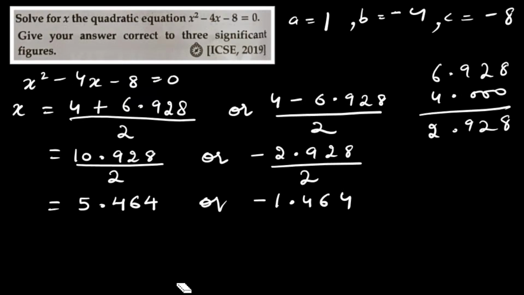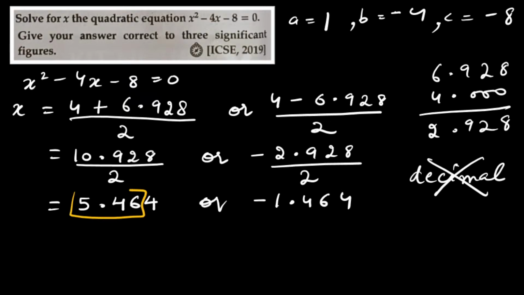Now we just have to write here. The answer says up to 3 significant figures. So here we are not at all talking about decimals. Here you have to be careful. We are talking about significant figures. Significant figures means a total of three numbers should be there. So if in the first one I see only this much I have to consider, because 1, 2, 3. If I see here also the same thing, 1, 2, 3. So we have to consider this one.